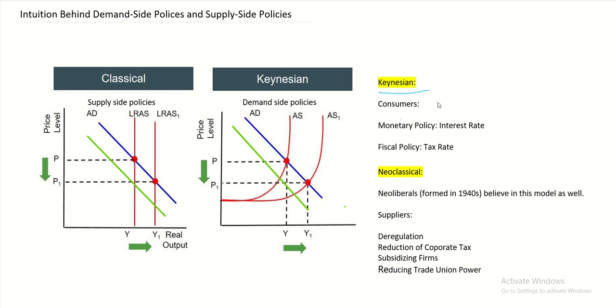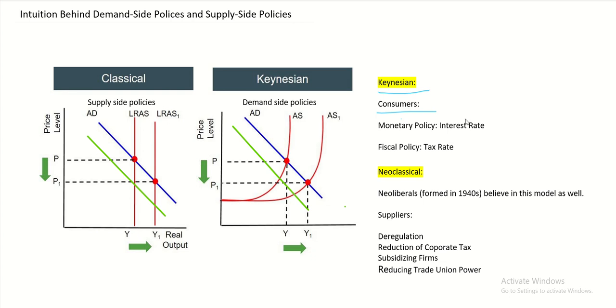Keynesian economists believe in consumers. They believe that by changing monetary policies and fiscal policies, they can stimulate or reduce consumer demand. What they are doing is essentially increasing or decreasing interest rates, increasing taxation, increasing income tax, or reducing income tax. In the diagram, you can see that the green line is an aggregate demand curve, and the blue line is also an aggregate demand curve.